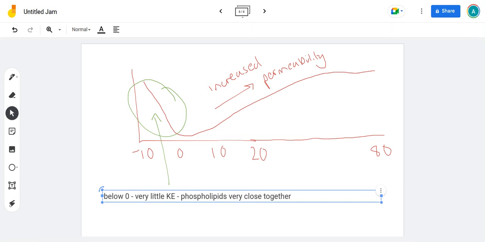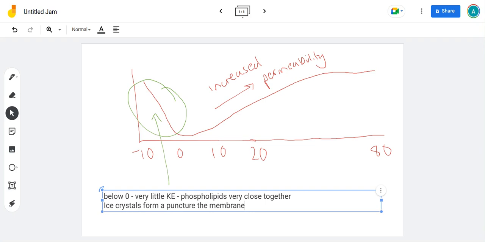You'd think that it wouldn't be permeable because the phospholipids can lie very, very close together. But the problem is that the channel and the carrier proteins allow movement through, increasing the permeability of the membrane. And worse still, ice crystals form from the water and they pierce the membrane, making it really, really leaky. So ice crystals form and puncture the membrane. Okay, so it can become very leaky down at the low temperatures.